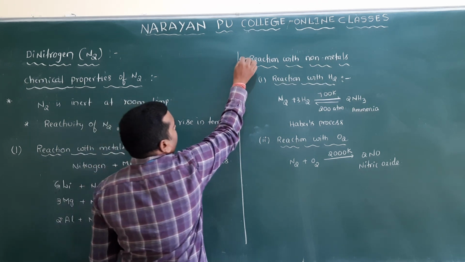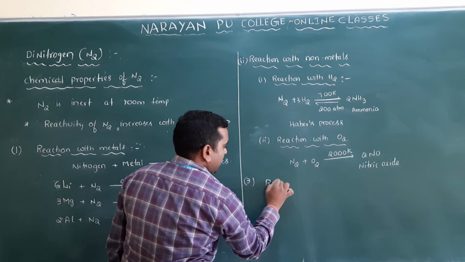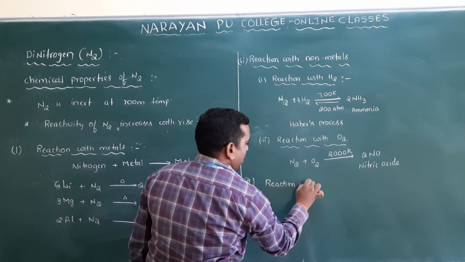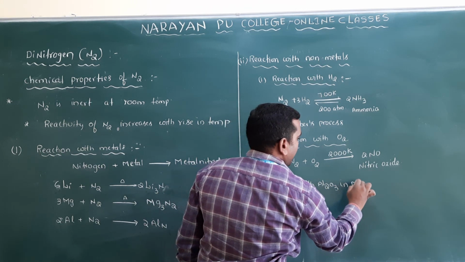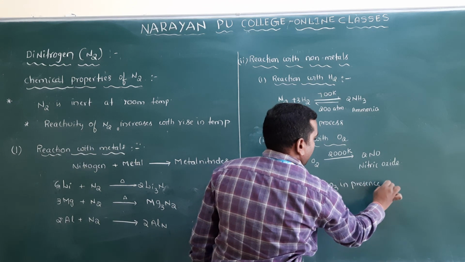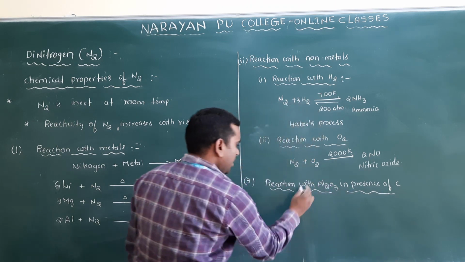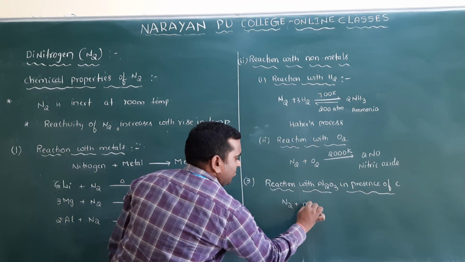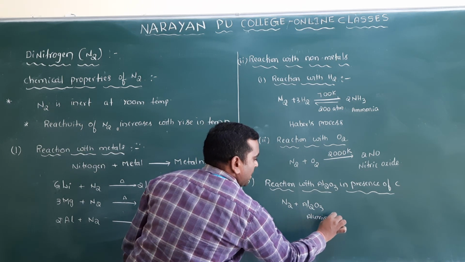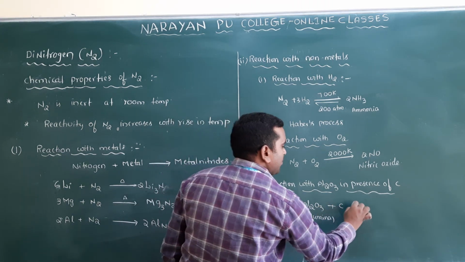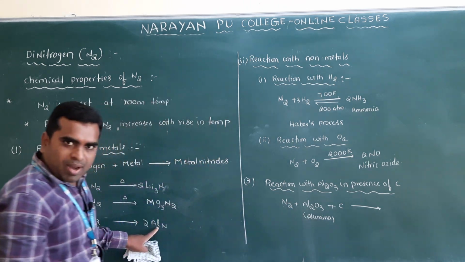And the next one: the first reaction is reaction with metal, the second is reaction with non-metal, and the third one is reaction with alumina. Reaction with what here? Alumina in the presence of carbon. This is the third reaction. Clear? Simple. When we treat this nitrogen with alumina, what is the formula of alumina? Al2O3. Alumina. Clear? And in the presence of carbon. Clear? You know that nitrogen and aluminum will form aluminum nitride.